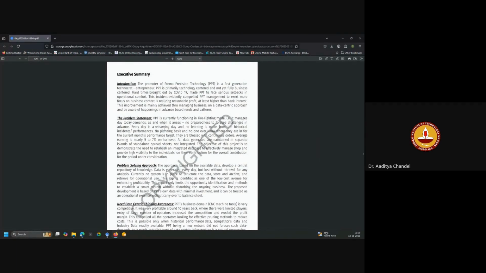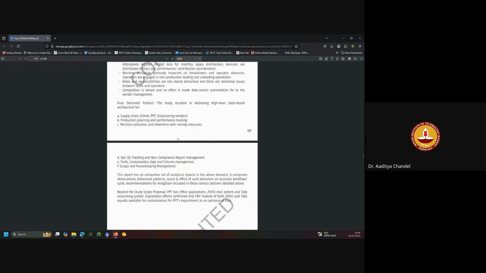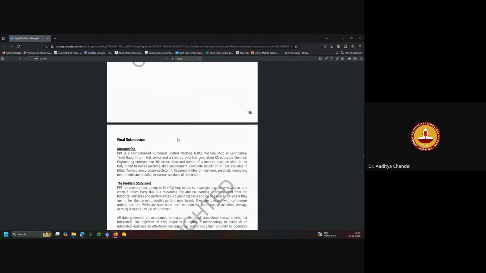So he just formulated a problem statement based on the interviews, or based on the interaction with the business owner, and then he will come up with, okay, these are the main problem statements. So this is something like for an MSME shop. That is what I'm saying. It is of a different domain, right?